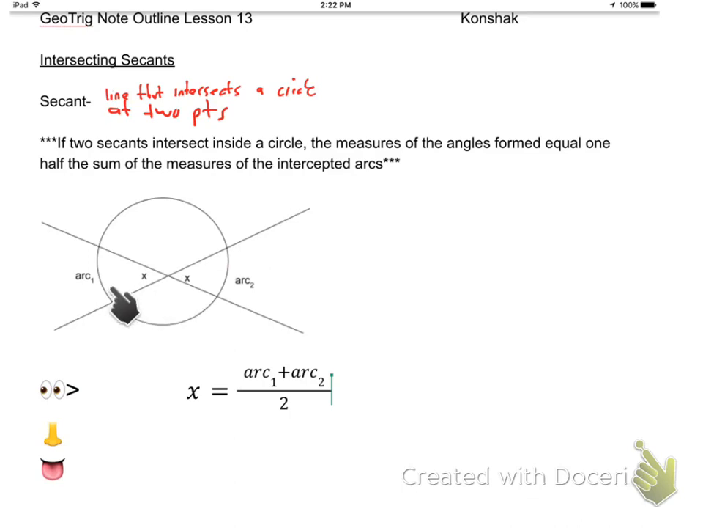How come I don't get 2x? Because there's an x here and there's an x over there. Why is that? They're the same thing, right? They're vertical angles. That's why I have an x over here and an x over here, because they are the same thing. And so that formula is the one we use.